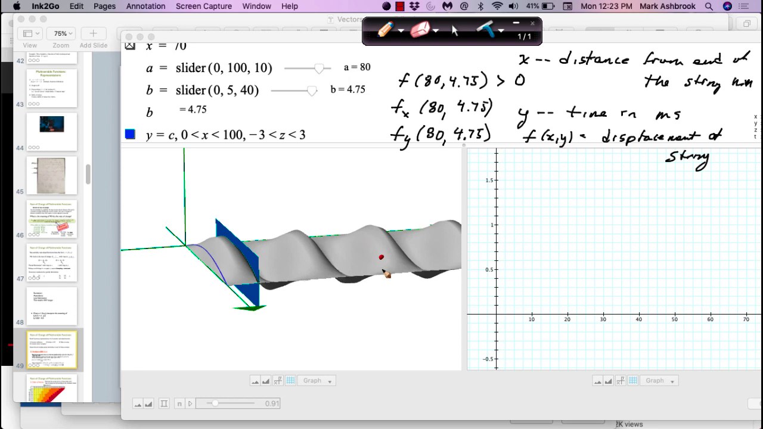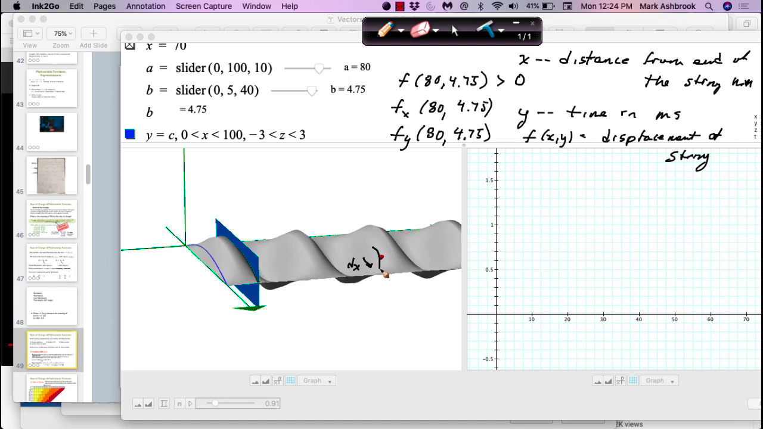So the partial with respect to x means what? We're going to let x change a little bit, right? So if I let x change a little bit, what happens to z? That's what we're asking. Can you see what happens to z if I let x change a little bit? Does z go up when x increases? It's going down, right? So according to the surface, as x increases, z decreases.